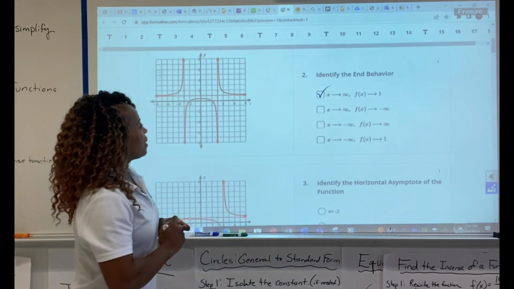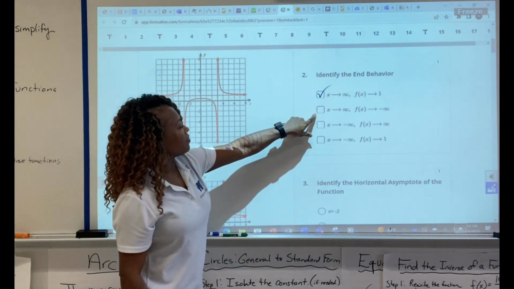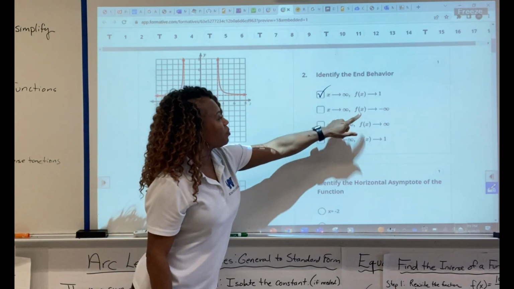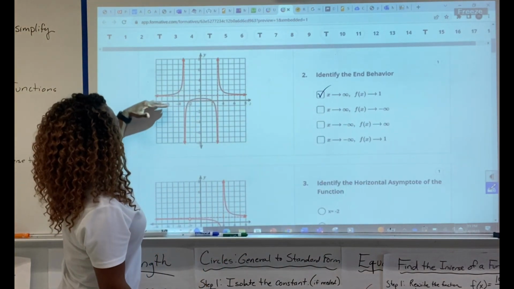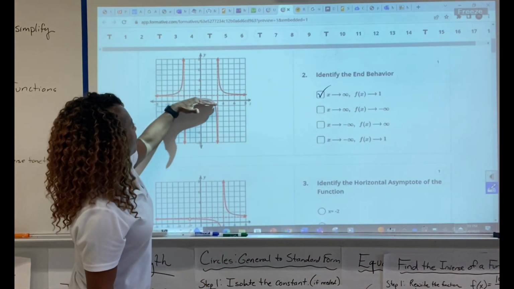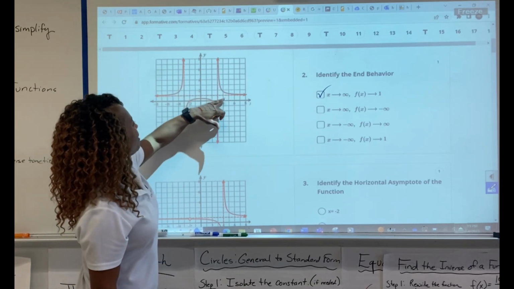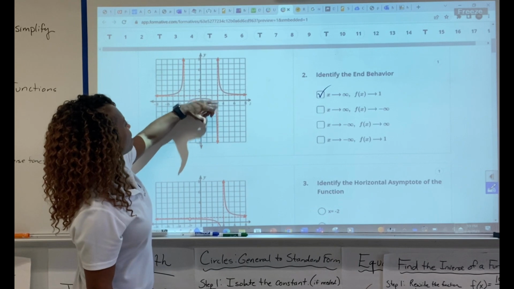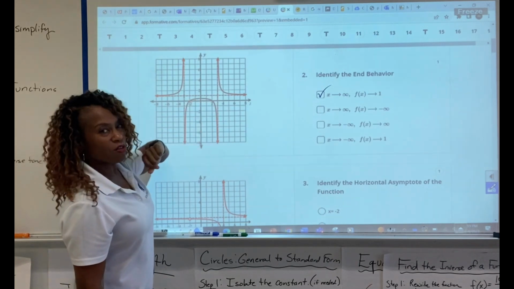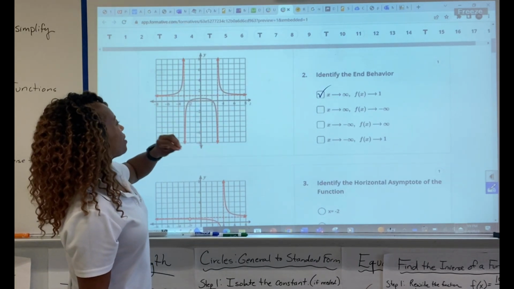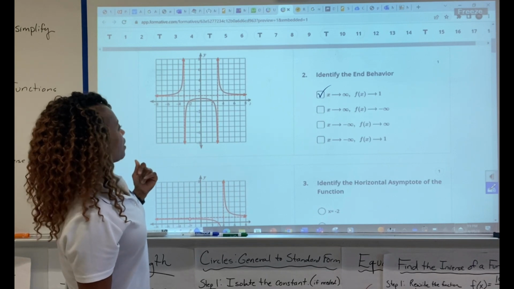The next one, as x approaches positive infinity, f of x, or the y approaches negative infinity. And this says as the x values get this way, the y values keep going up higher and higher. And they actually don't in this case, because we've got this horizontal asymptote that's sort of blocking us off. So we can't use that.